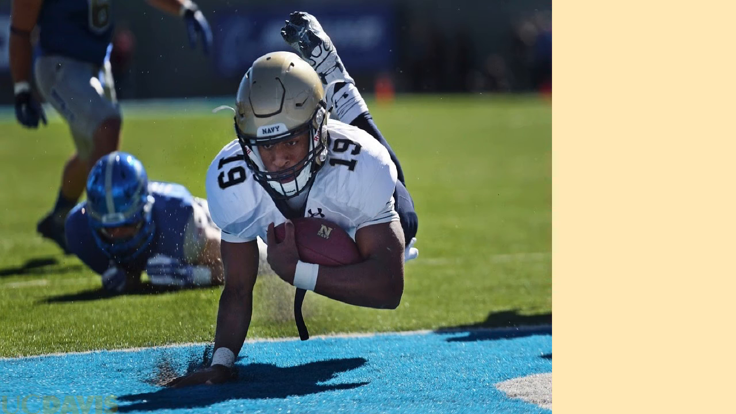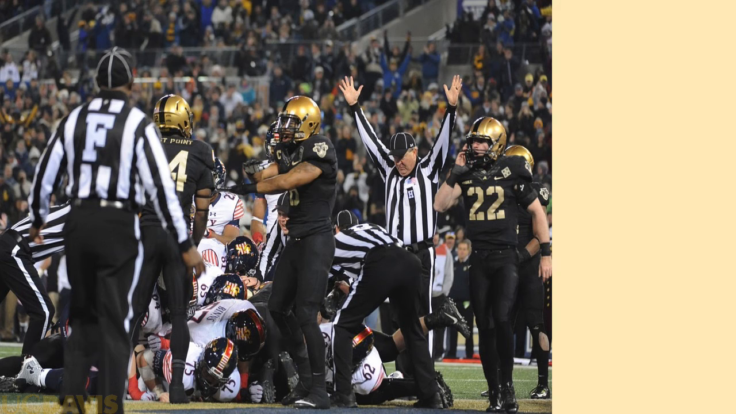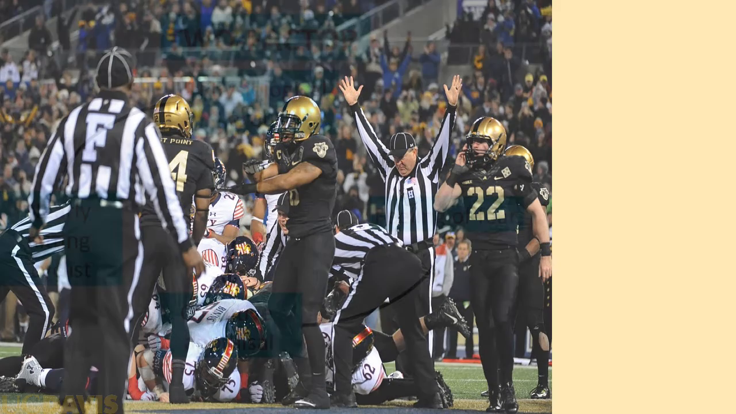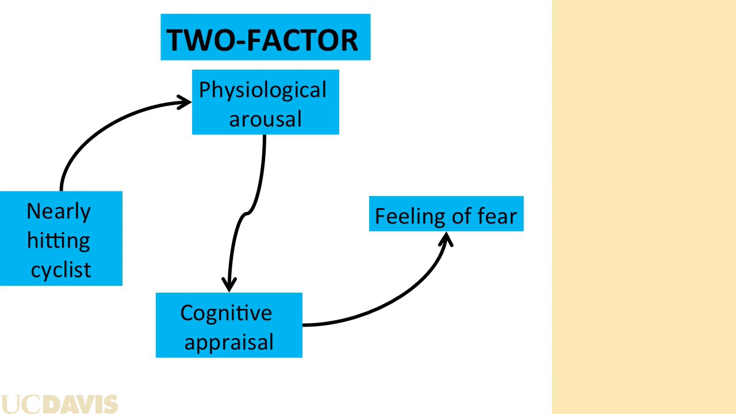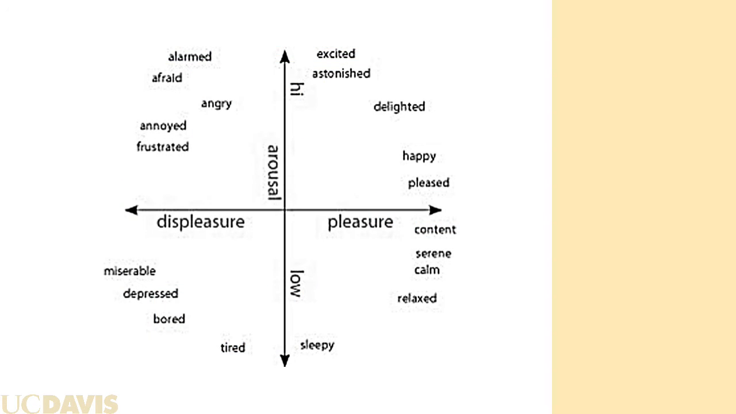If your heart rate increases when your favorite football team drives down the field and scores a touchdown, you'll interpret this as excitement. If your team loses because of a bad call by the referee, you'll interpret the same physiological response as anger. The two-factor theory is also related to a common way that psychologists describe emotions, the circumplex model.